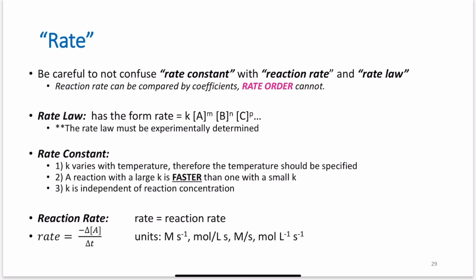Those can get kind of confusing for students, and I understand that their terms are very similar. The rate law has the form rate equals k times concentration of A raised to some power times concentration of B raised to a power times concentration of C raised to a power. M, N, P, X, Y, Z, I don't care what letters you use. I just use different letters to make it very apparent that they are not the same as the coefficients on the reaction. The rate law must be experimentally determined. We can predict them, but the truth always comes from experimentation.